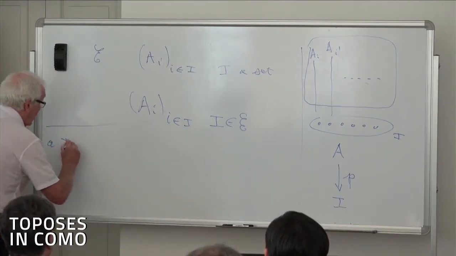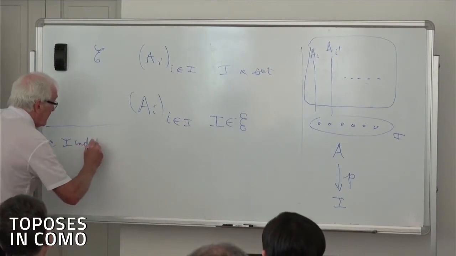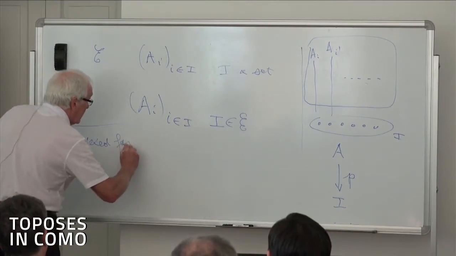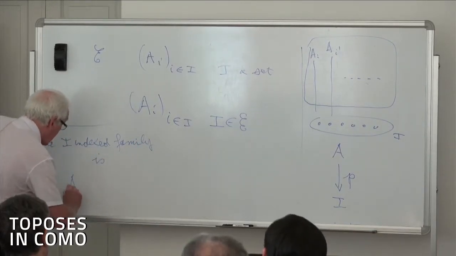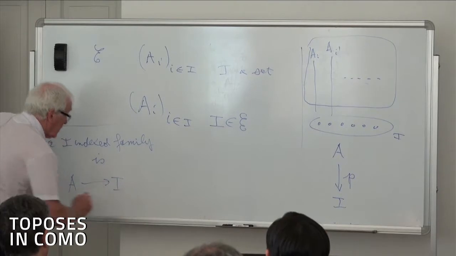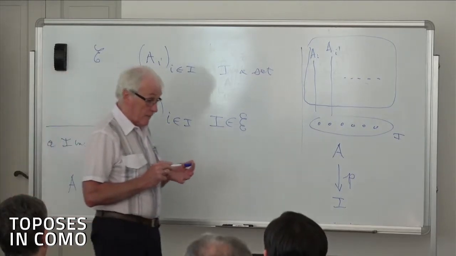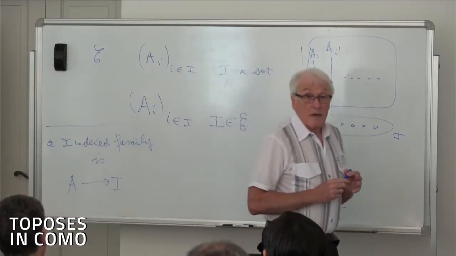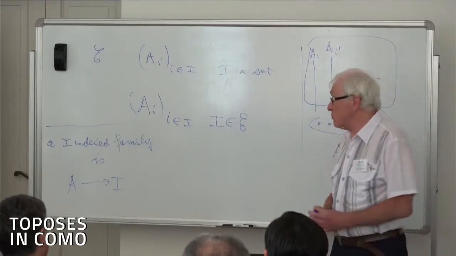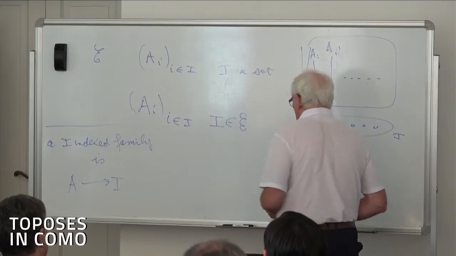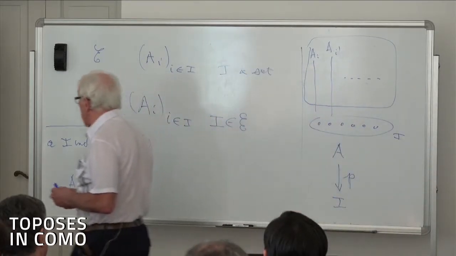An I-indexed family is just a mapping to I. Okay. Is that useful or not? Probably you are doubtful about that.